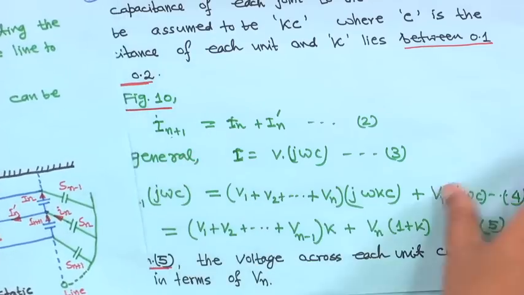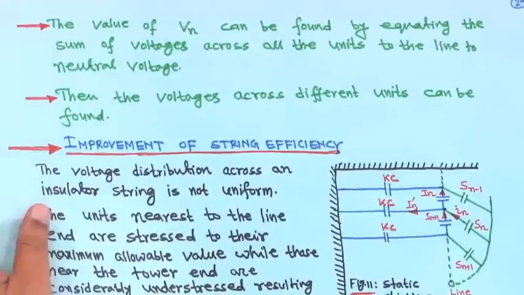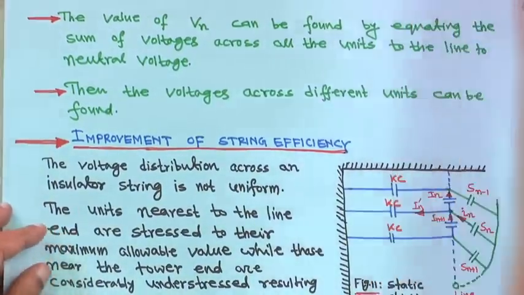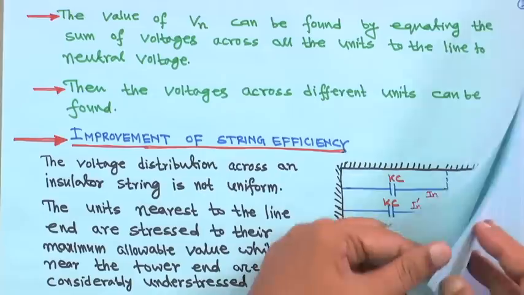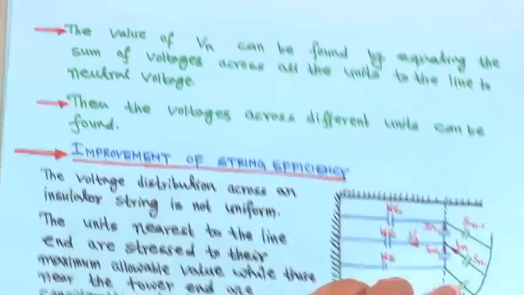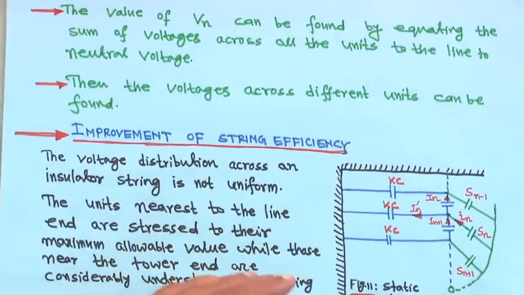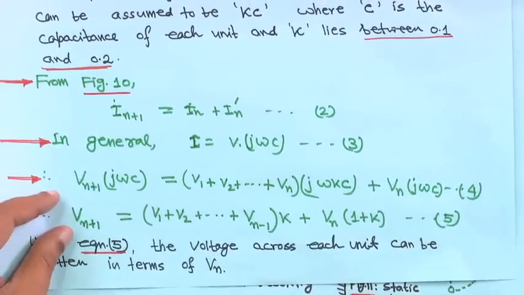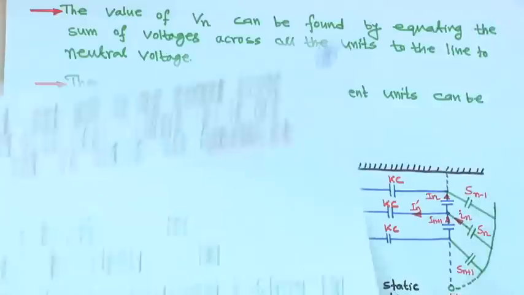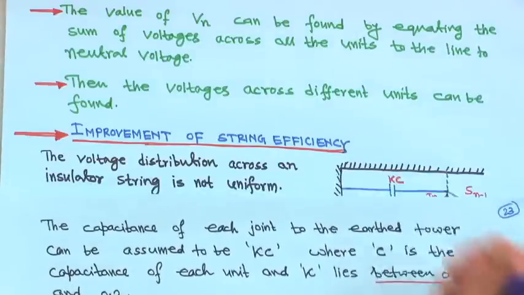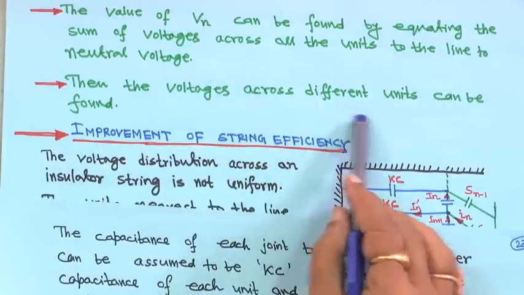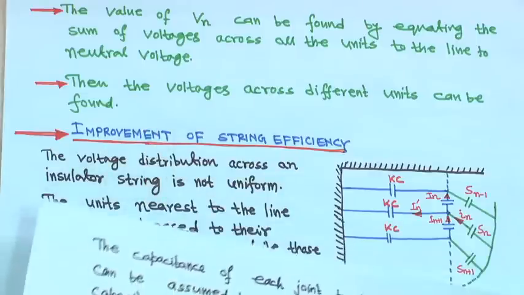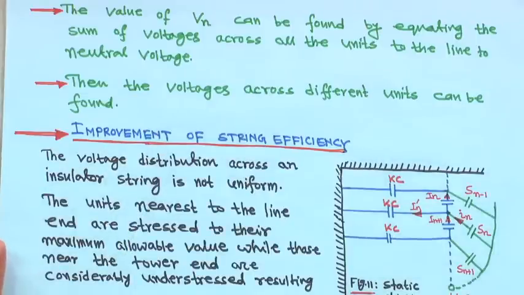So now the value of Vn can be found by equating the sum of voltages across the units. Using this equation, the value of Vn can be obtained, by equating the sum of voltages across all the units to the line to neutral voltage. When you take some numericals, you will see. Then the voltage across different units can also be found. So this is that simple mathematical derivation.